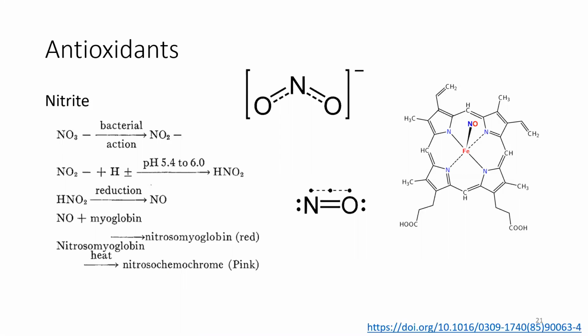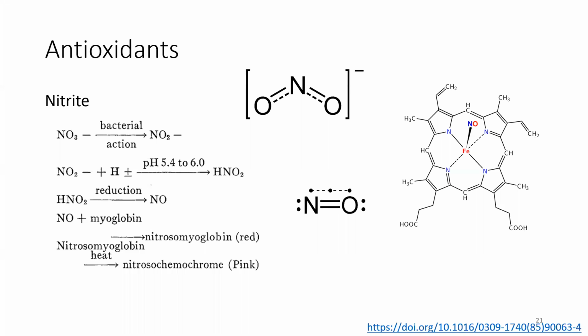The second compound that is added to foods sometimes that has some antioxidant activity would be nitrite, a compound that doesn't necessarily seem like an antioxidant. So nitrites, of course, are added to cured meats to prevent Clostridium botulinum growth. But they do have some antioxidant properties as well.